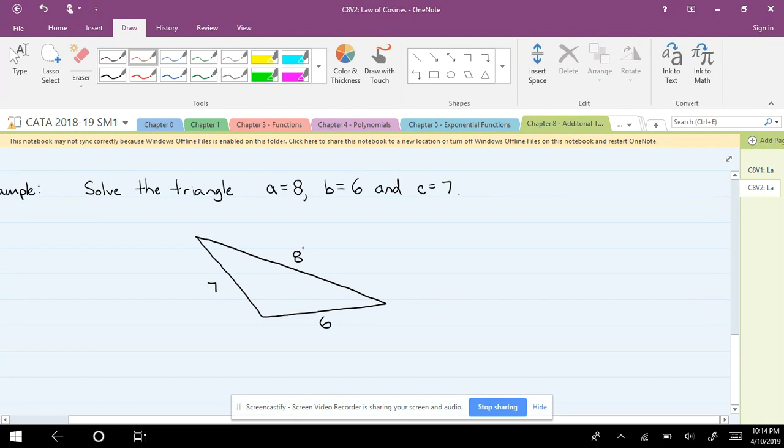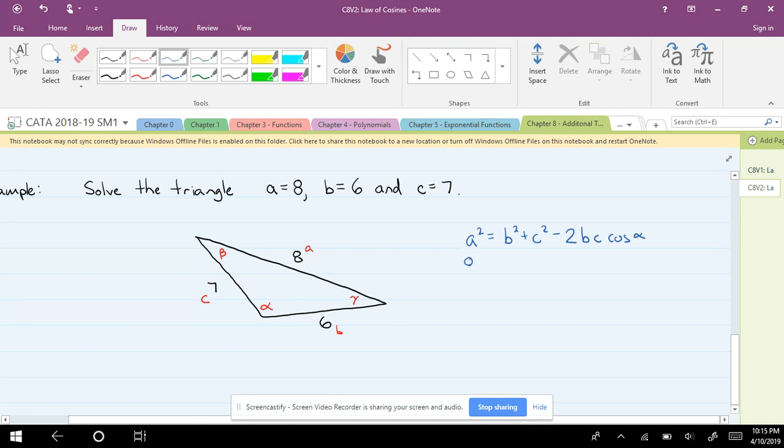Well, if the 8 is A, then this is my alpha. If the B is 6, then here is my beta. And if the 7 is C, here is my gamma. My approach is simple. I'm going to use one of the law of cosines. For simplicity, I'm just going to use a squared equals b squared plus c squared minus 2 times b times c times cosine alpha.